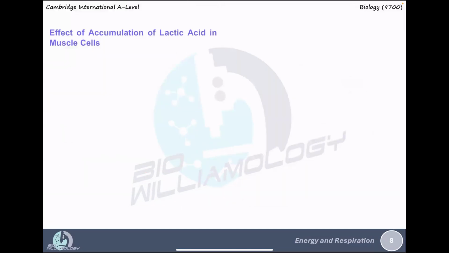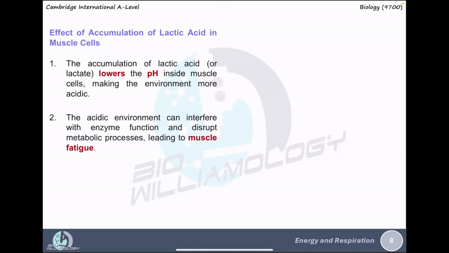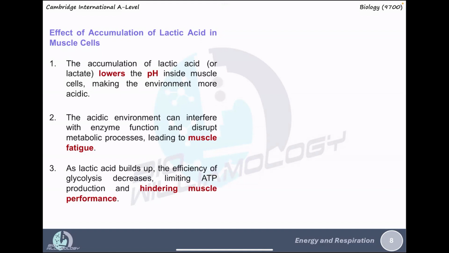So what is the effect of accumulation of lactic acid in muscle cells? The accumulation of lactic acid, due to the presence of protons, lowers the pH inside the muscle cell, making the environment more acidic. The acidic environment can interfere with enzyme function and disrupt the metabolic process, leading to muscle fatigue. As lactic acid builds up, the efficiency of glycolysis decreases, limiting ATP production and stopping muscle performance.